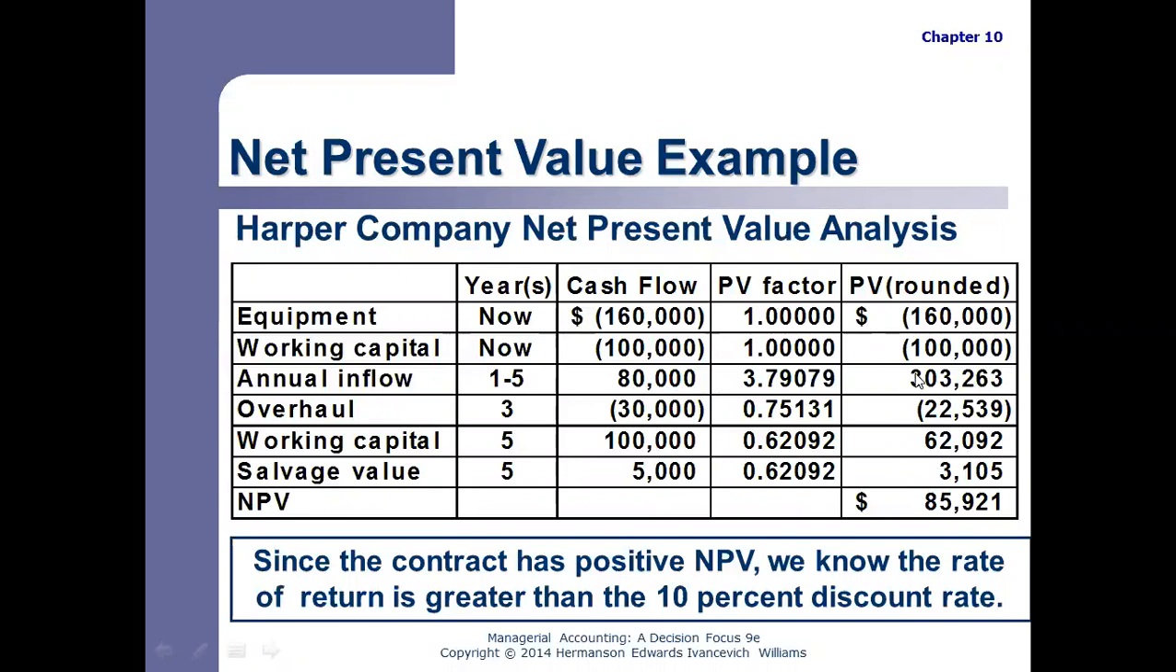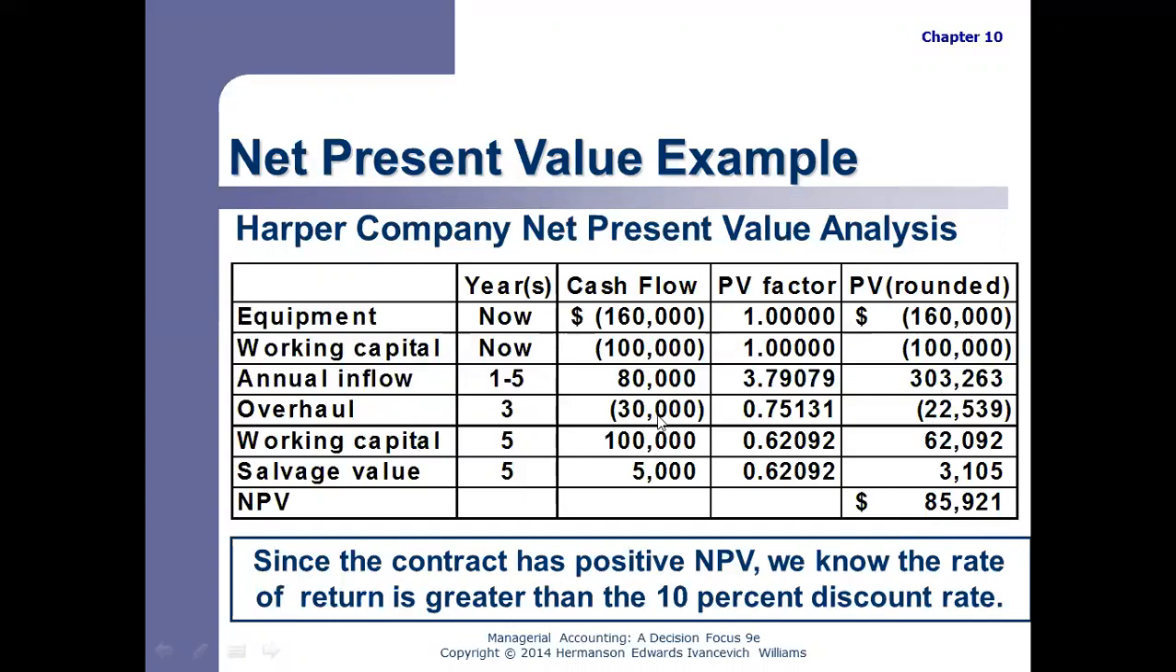Approximately your number, and I encourage you to redo this table, but rather than using this column for the present value factor from the tables, just calculate the present value on your financial calculator. You're going to get results that are close to these amounts, but not exactly the same. Yours will be more accurate, but you shouldn't be too far off from these numbers. Okay, so anyway, this is money coming in, so it's a positive.